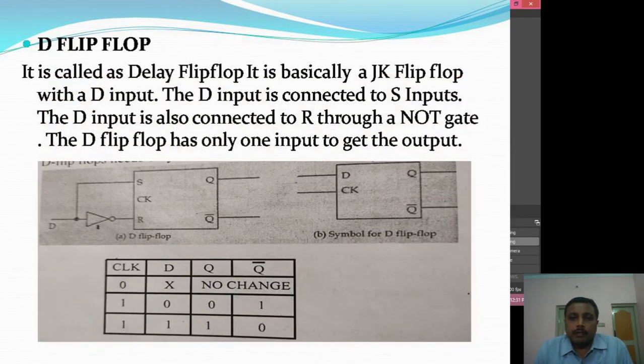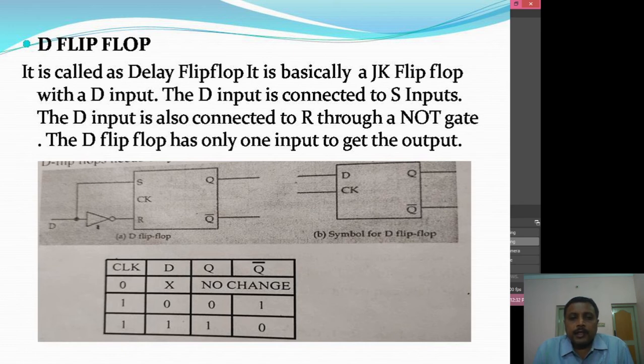Next, thirdly, we have a D flip-flop. A D flip-flop is nothing but a delay flip-flop, which is basically a JK flip-flop. Also it has S and R inputs. As you can see through the circuit, the D is given to S, as well as it is complemented to the input R.